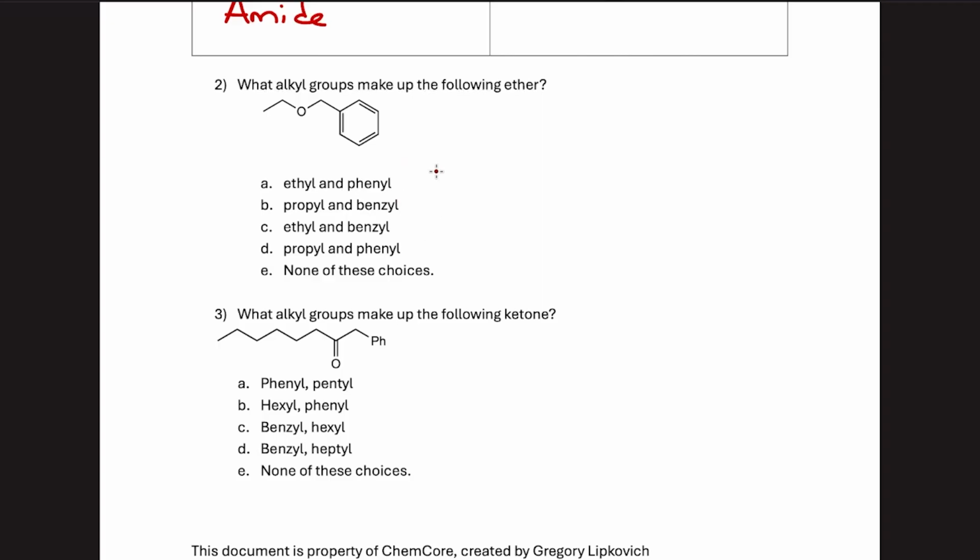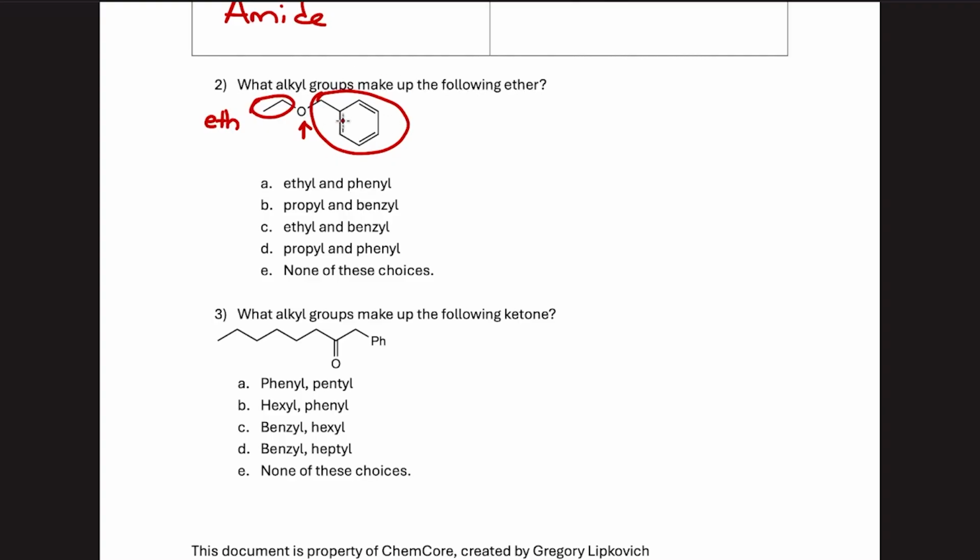Which alkyl groups make up the following ether? And so first, it's kind of useful to identify that this is our ether, right? And what alkyl groups, we're pretty much asking what is on each side. So what is this? And then what is this? And so the one on the left has 2 carbons. And so from earlier in this chapter, you should know that we give the prefix eth.